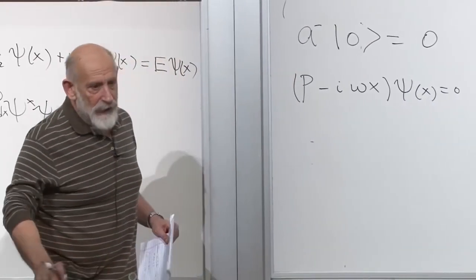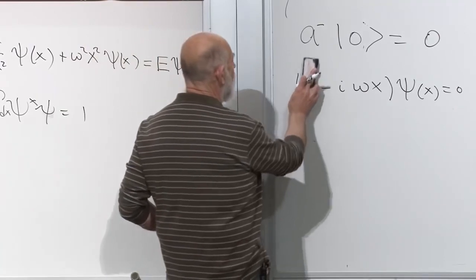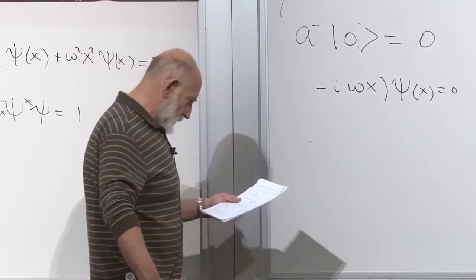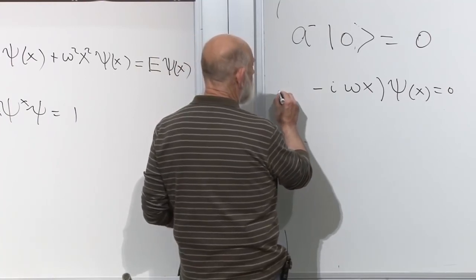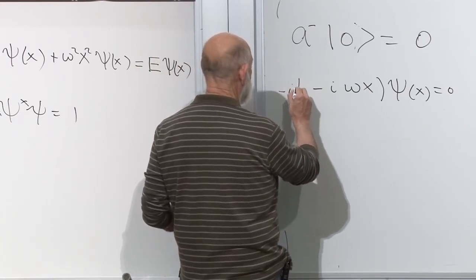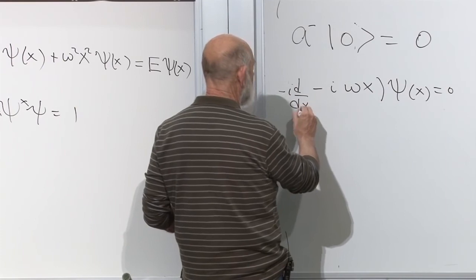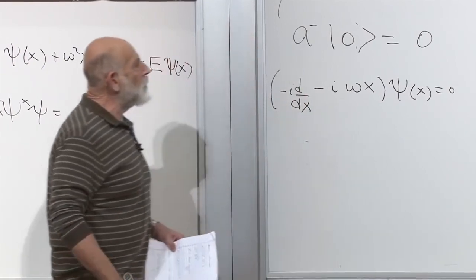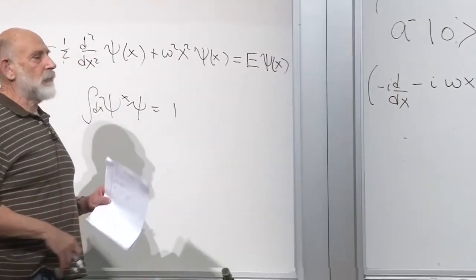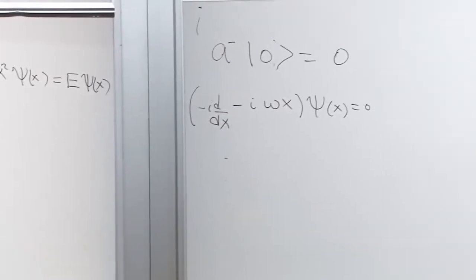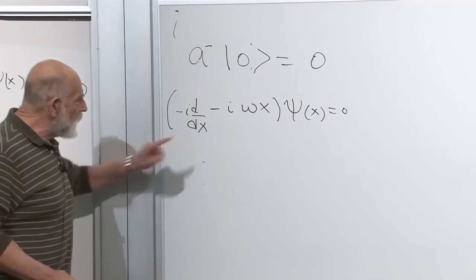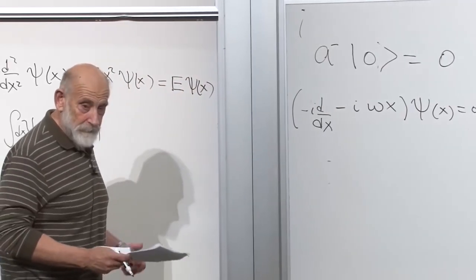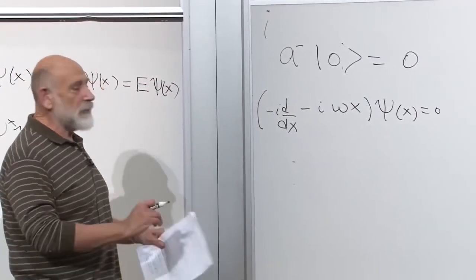And now remember what p is. p is minus i d by dx. So minus i d by dx minus i omega x, times psi of x, equals 0. Now we have a much simpler equation than we had before. It doesn't even have any second derivatives in it. It only has first derivatives in it. So we can try to solve it.